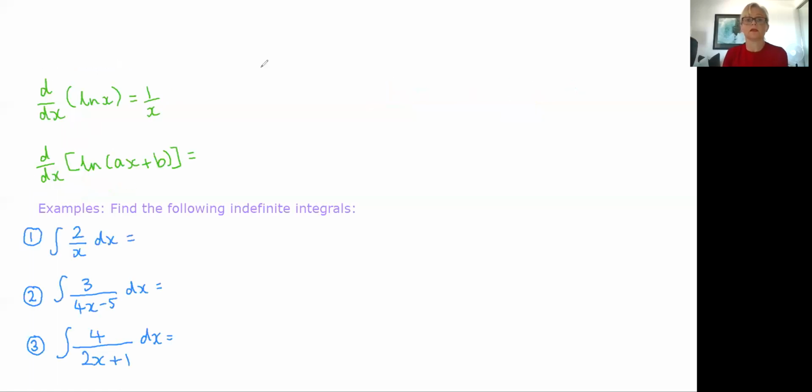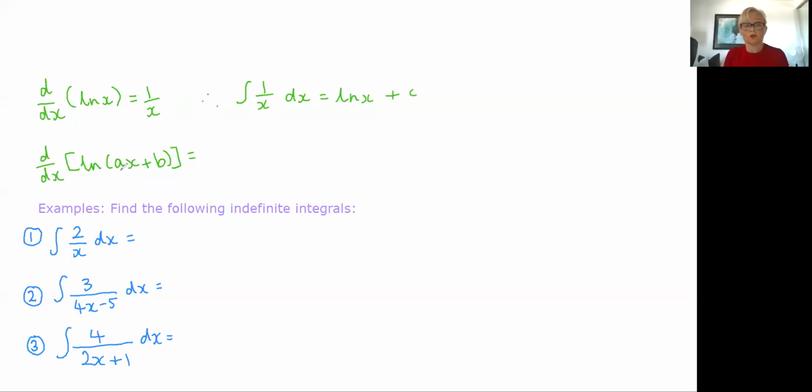Thinking back to our differentiation topics, you might recall that the derivative of natural log of x is 1 on x. Remember our logarithms? Natural log is log to base e, where e is that very special transcendental number. So if the derivative of natural log is 1 on x, it would follow that the integral of 1 on x is going to be natural log of x plus your c.